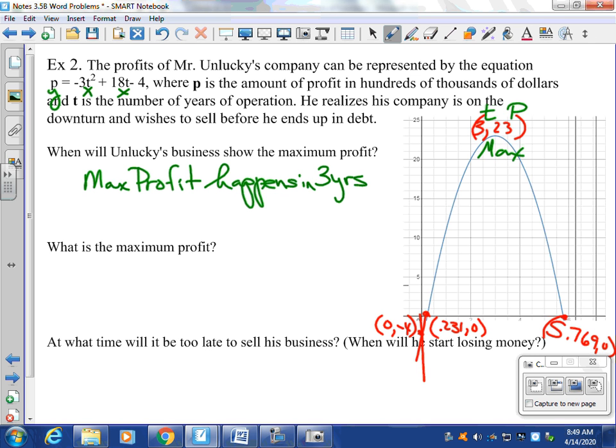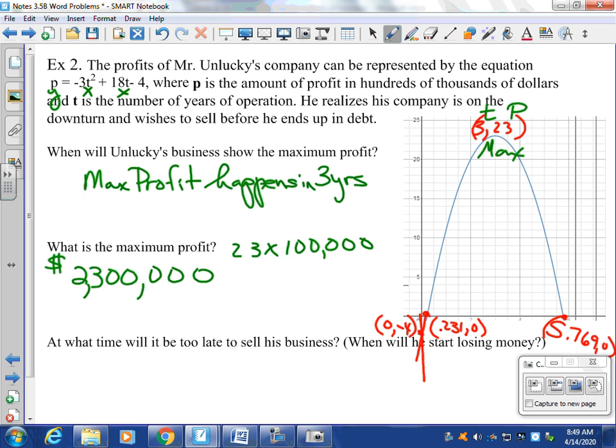What is that profit? Well, 23 is not how much profit he made. It's 23 hundred thousands, which would be this number, I believe, because you take 23 times 100,000 to figure out what your number is, and that would end up being $2,300,000. So that's how you figure out how many hundreds of thousands it is.